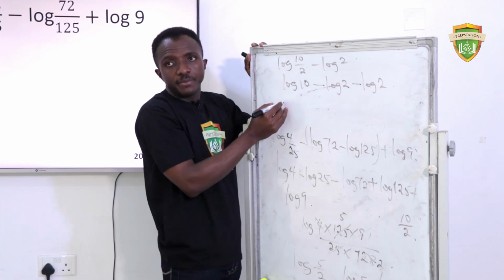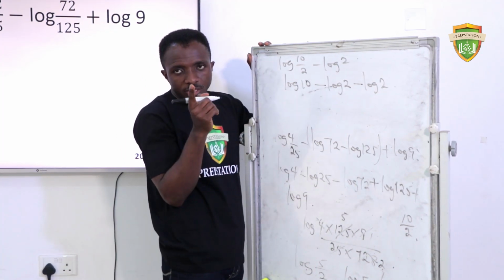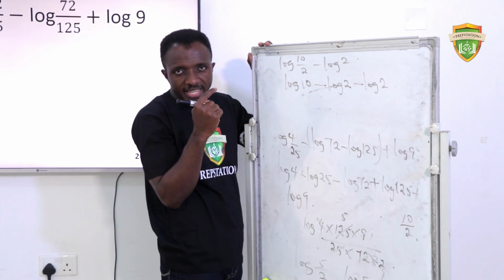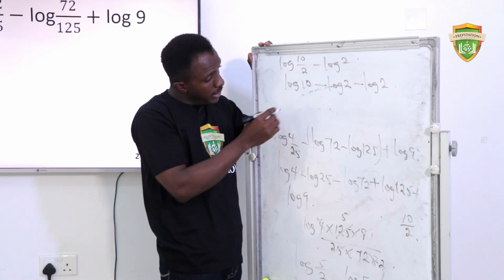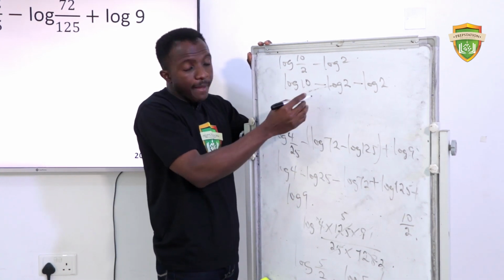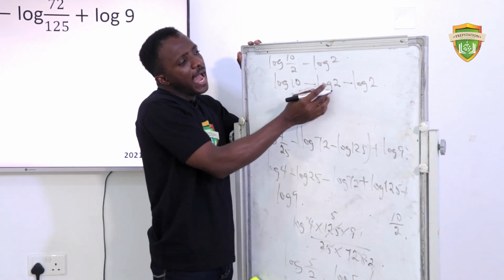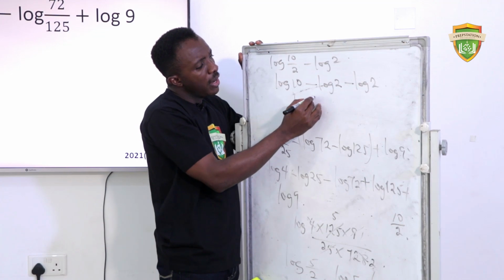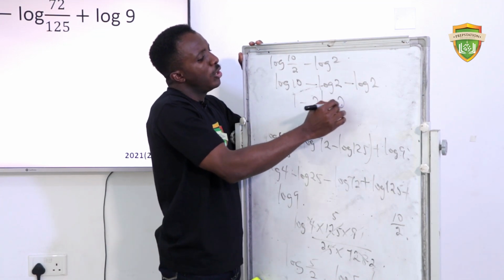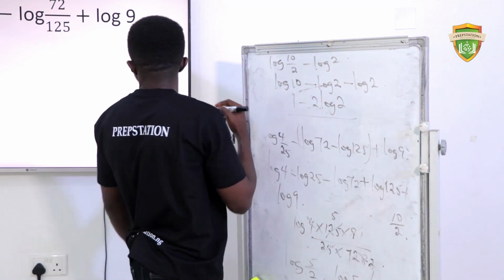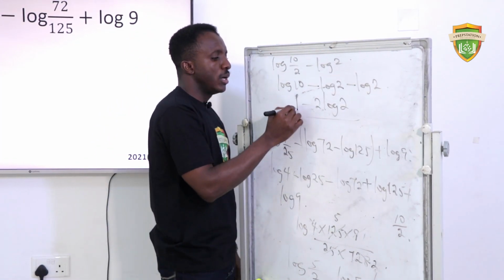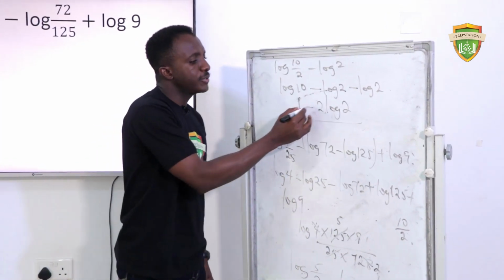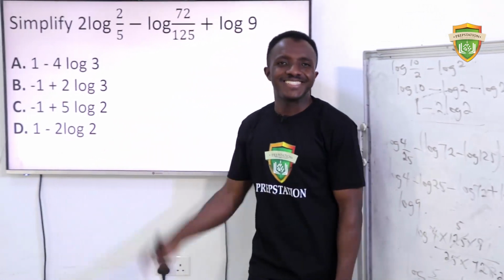So log 10 to base 10, one of the laws of logarithm I taught you, I think the last one I gave, is 1. I told you all the logs are in base 10. So this is 1. How many log 2 do we have here? We have 2 log 2. So that will be 1 minus 2 log 2. Let's see if we have the answer there. 1 minus 2 log 2. The correct answer is option D.